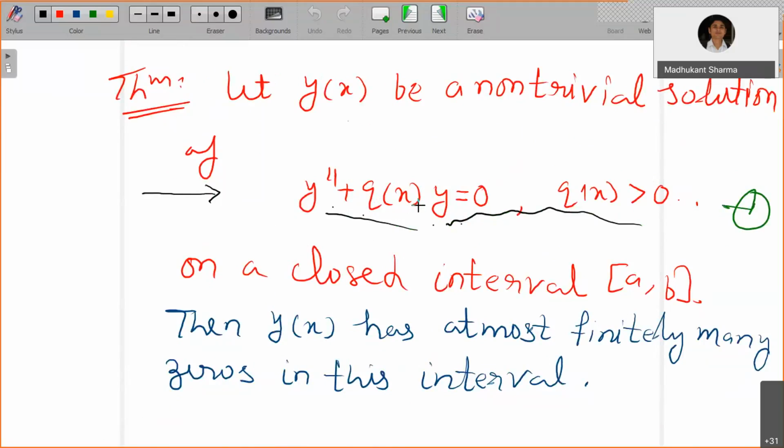So you can take the cos x and sin x functions, for example y double dash plus y equals 0. So q(x) is 1, which is greater than 0. You can look at any closed interval, 0 to pi, or minus pi by 2 to pi by 2, or any interval you decide. You can see that the sin x and cos x curves will cut the x-axis only finitely many times, not infinitely many, between any finite length interval. So this is the observation this result gives us.